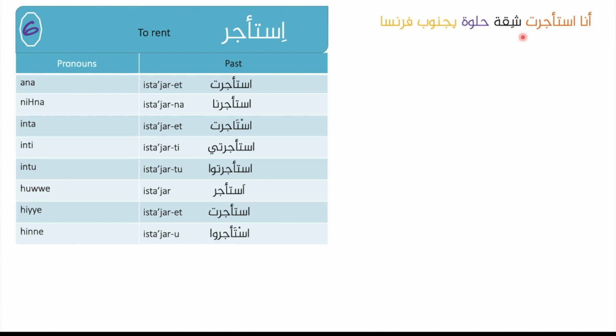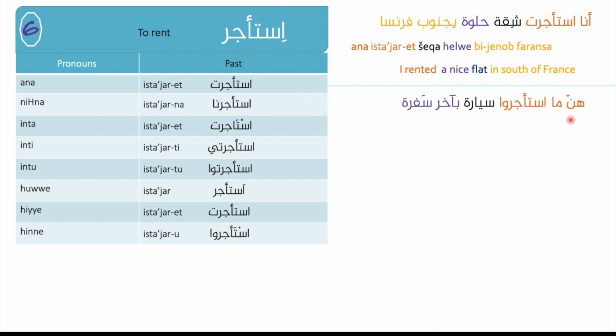أنا استأجرت شقة حلوة بجنوب فرنسا. I rented a nice flat in southern France. هن ما استأجروا سيارة بآخر سفرة. They didn't rent a car on the last trip.